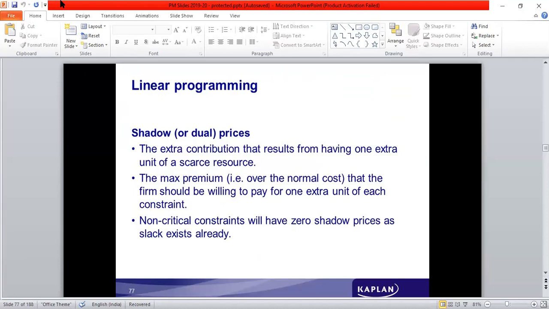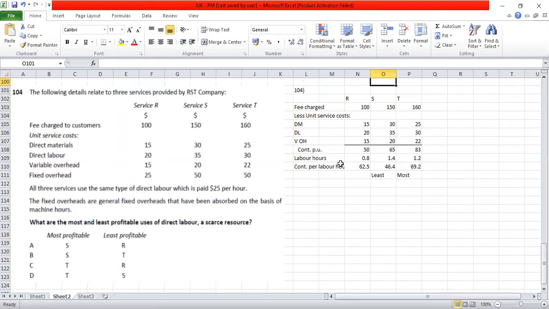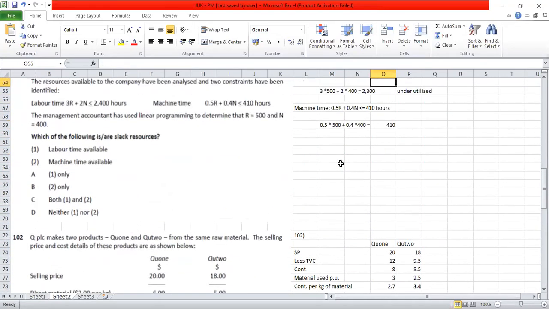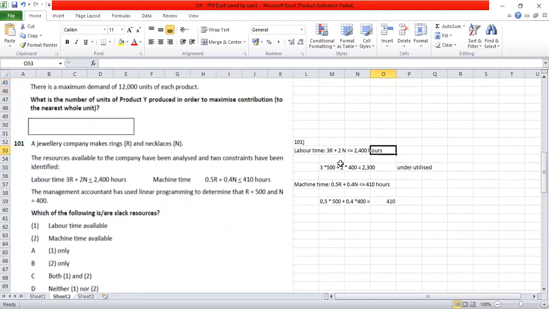Maybe to better understand, we can look at this example. Question number 101. There are two constraints. One is 2,400, one is 4,410. Machine time is exactly 4,410. Labor time availability is 2,400. Requirement is only 2,300. So more than what is required is available.